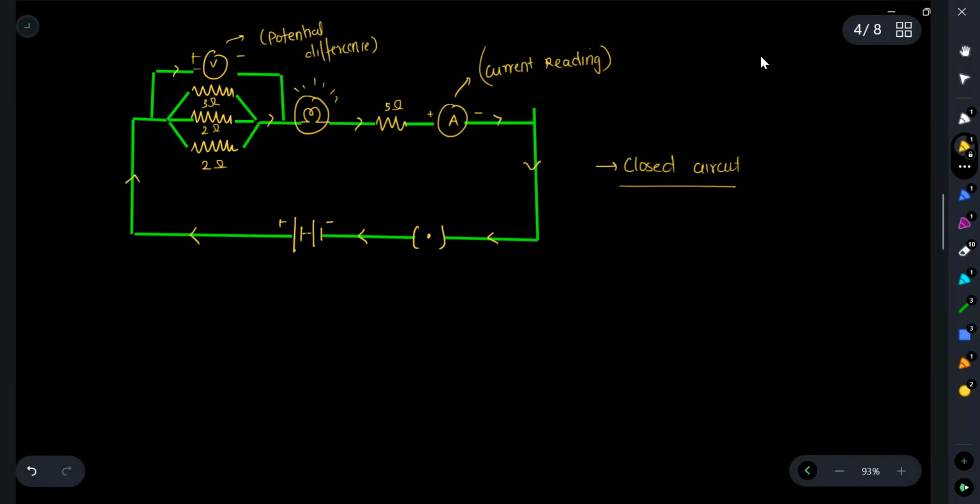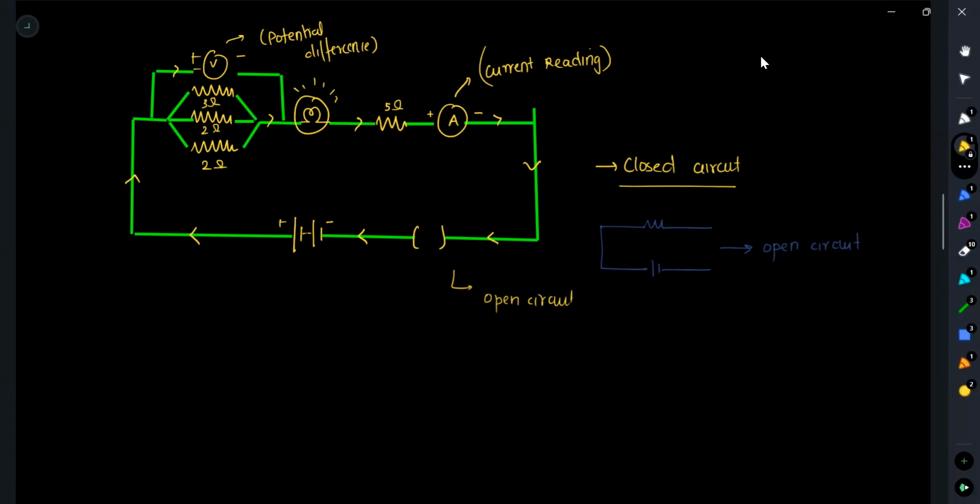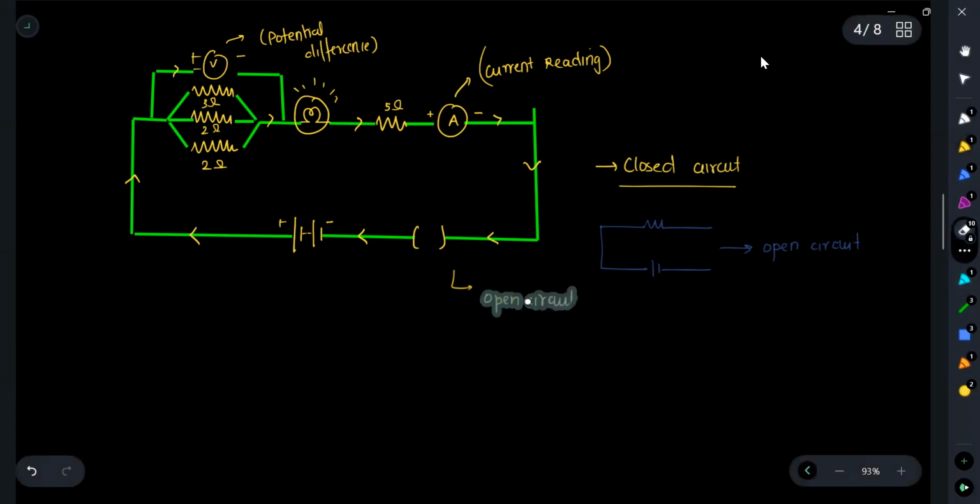Since all the connections are closed and current is flowing, there can be an open circuit. For example, if I make such a circuit, battery, and then never connect these two, so this is an open circuit. Also, if the switch is off, then also it will be an open circuit. Okay, so these are the different types of circuits and a simple circuit diagram.